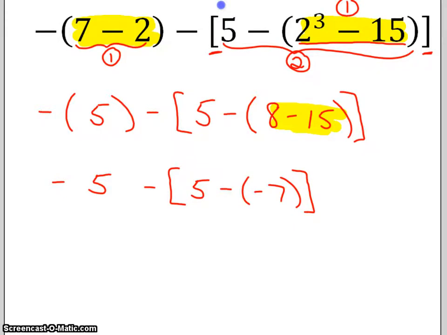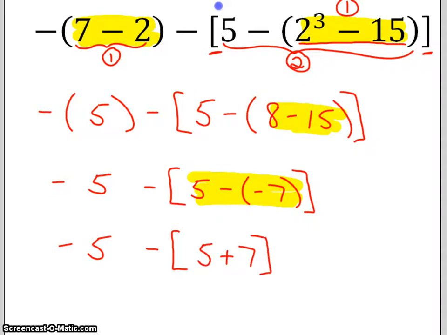Okay, now notice we still have this outer bracket as well. So now we have to work on this here. So now we have negative 5. Bring down the negative 5. Minus. We can keep the bracket if you want. 5 minus negative 7 means 5 plus 7.